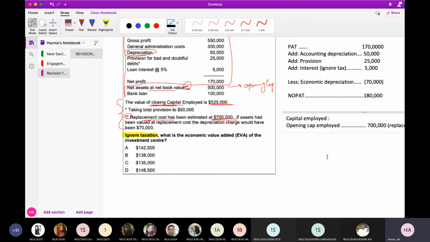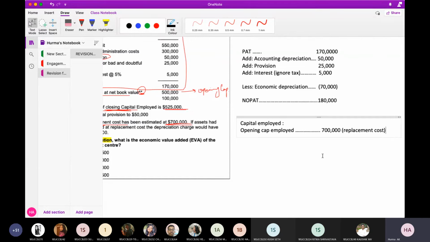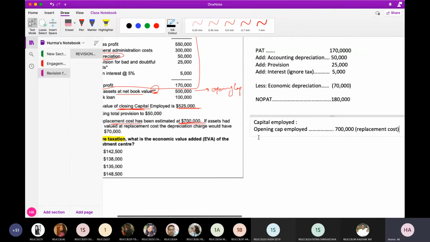Make sense? Yes, ma'am. So I have taken that. Any other doubts? Any clarifications still?